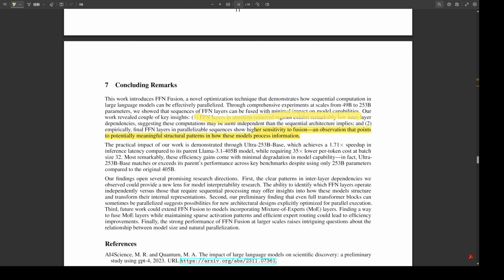So what are some of the future research directions that this work opens up? Well, they suggest several exciting possibilities. First, FFN Fusion could be a valuable tool for understanding how these models actually work, for model interpretability. Second, they're really interested in pushing the boundaries of parallelization even further, with block parallelization. Third, they want to see if FFN Fusion can be applied to mixture of experts models, which could lead to even more efficiency gains. Exactly. And finally, they're really interested in exploring the relationship between model size and the potential for parallelization. So lots of exciting avenues for future research. Yeah, there's a lot to explore.